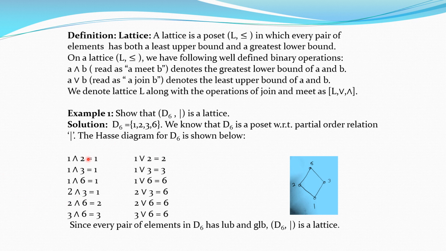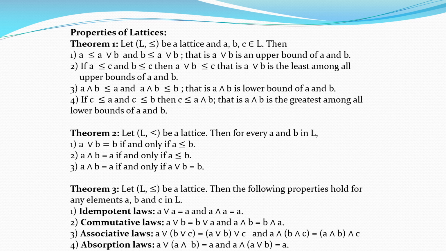Same way, find the least upper bounds. Now for 1 and 2, the upper bounds are 2 and 6. So among 2 and 6, 2 is the least upper bound. So 1 join 2 is 2. Same way for 1 and 3, the upper bounds are 3 and 6. 3 is the least upper bound. So 1 join 3 is 3. In the same way, we can find for all pairs the least upper bound and greatest lower bound, that is join and meet respectively. And hence we can say that D6 is a lattice.